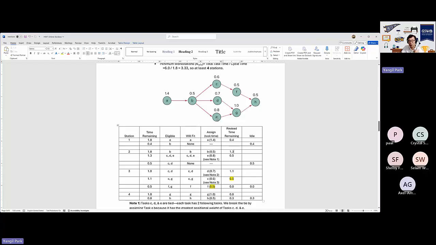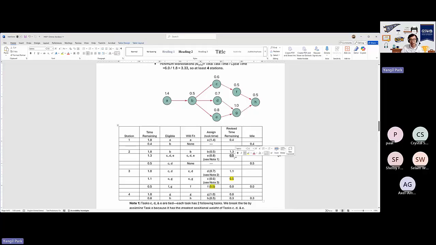Because of a tie, we have to look for the largest positional weight. Is it C or E? Which is E, I'm sorry, which is E with 2.3 versus 1.6 for C. So that's why we take E on this step. So remaining time will be 0.5.